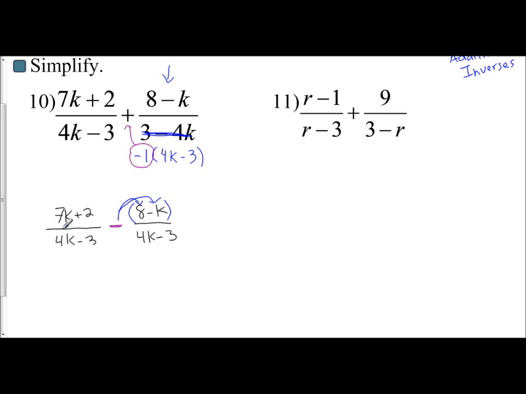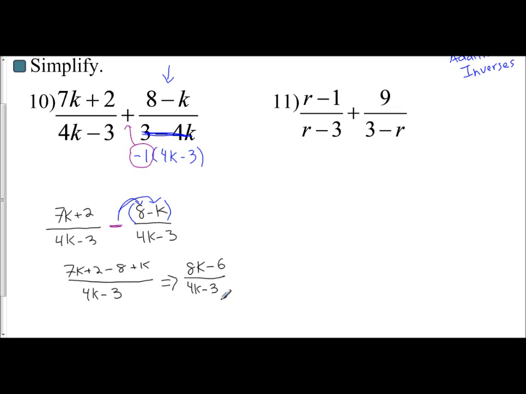So the first thing I write down is my 7k plus 2. But then this minus sign goes to the 8 and becomes minus 8. The minus sign goes to negative k and becomes plus k. And since we have the same denominator, 4k minus 3, I can write it. And now I just combine my like terms. I have 7k plus k, which is 8k. I have 2 minus 8, which is negative 6, over 4k minus 3.